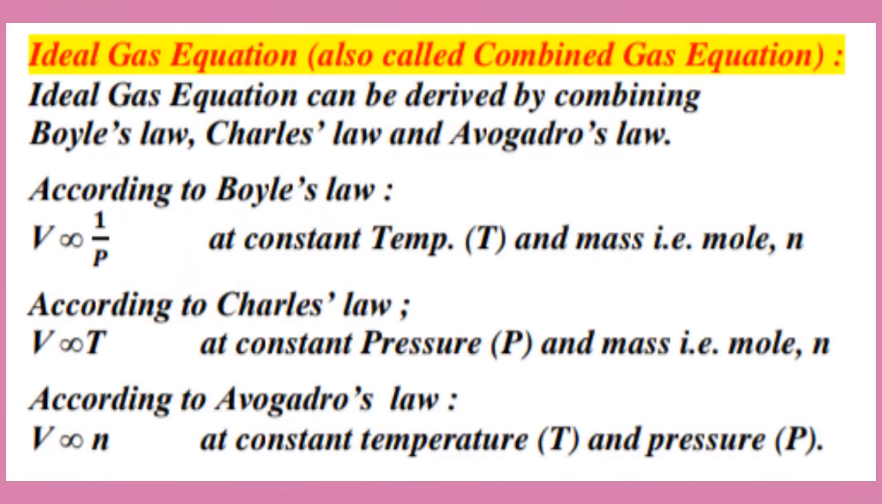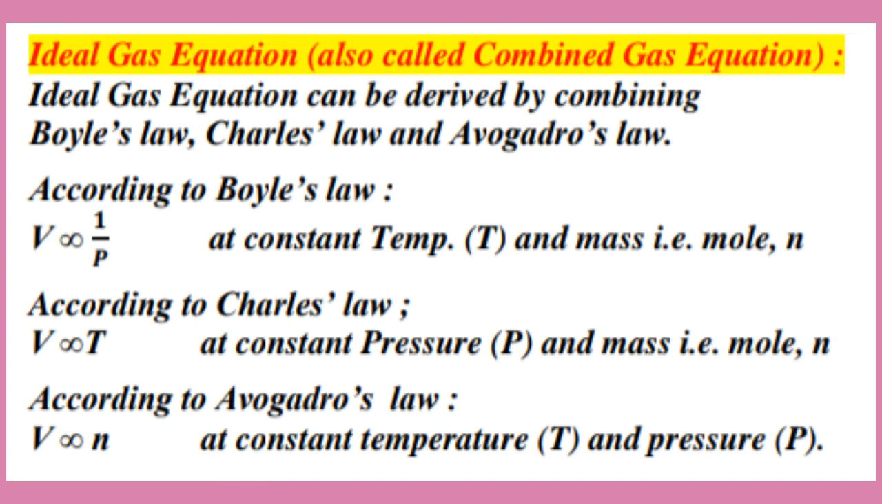Next is ideal gas equation. This ideal gas equation is also known as combined gas equation. Ideal gas equation can be derived by combining three laws of gas, that is Boyle's law, Charles law, and Avogadro's law. So, according to Boyle's law, the volume of a given mass of gas, that means V, is inversely proportional to pressure, that means P, of that gas. This condition is at constant temperature and constant mass. Constant mass means number of mole of that gas is constant.